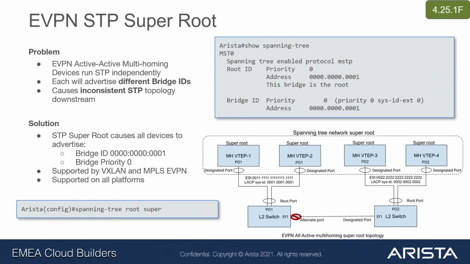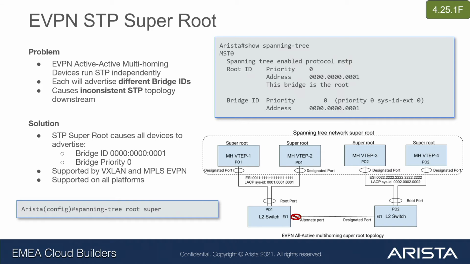Therefore, devices downstream connected to two bridge IDs upstream over a port channel might not like that, right? What might happen is that one of the devices becomes a root device and the other one becomes blocking. So what the super root feature allows us to do is advertise the EVPN domain as the kind of guaranteed root device. So we advertise it with a bridge ID of all zeros and a 1 at the end, and a bridge priority of 0.